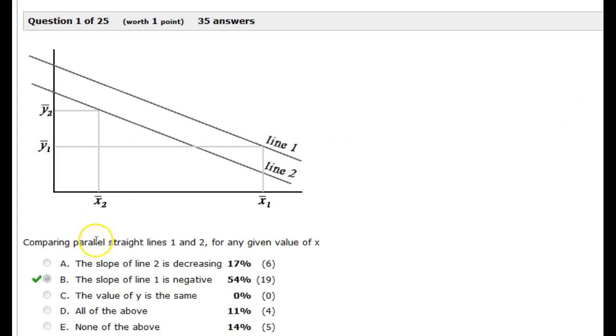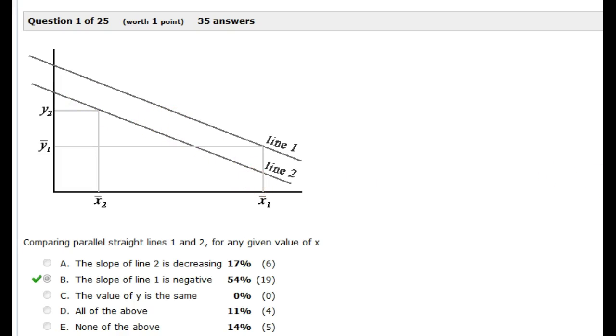So the first one, these are parallel lines. The thing about the slope of a straight line is it is constant. So the best answer here is the slope of line 1 is negative. It's not, neither line is the slope decreasing. It's constant. Negative, but it's constant.